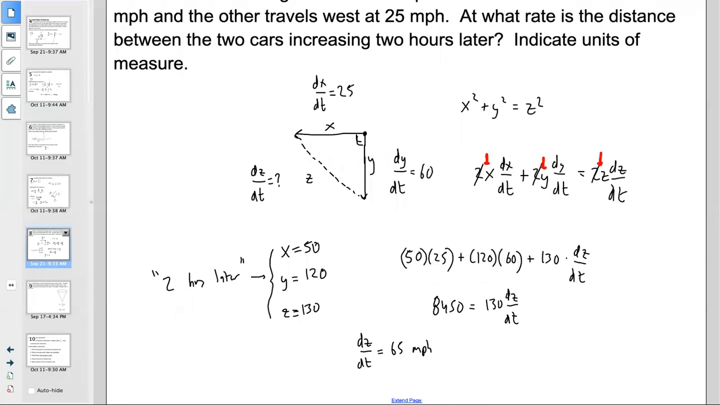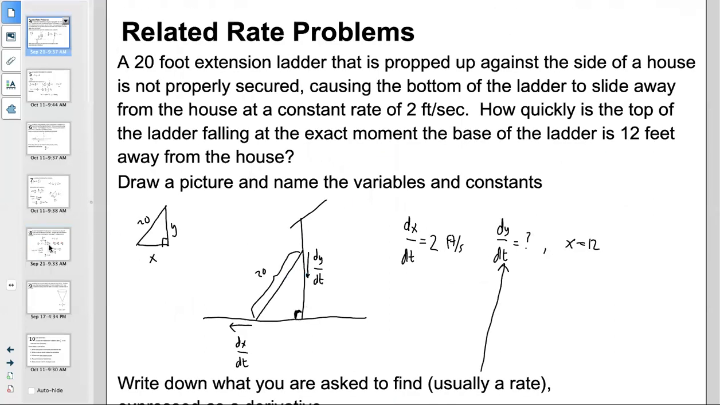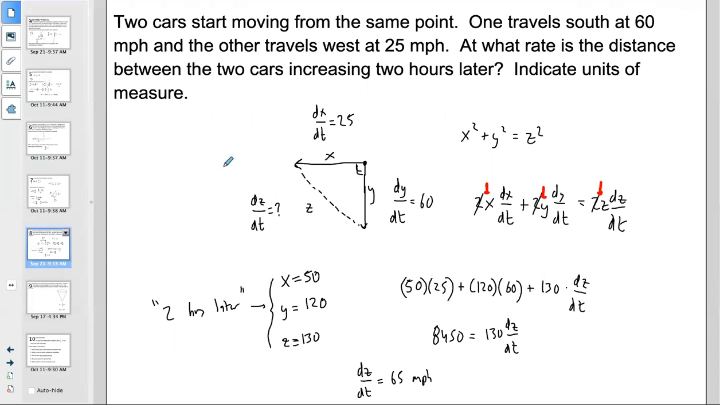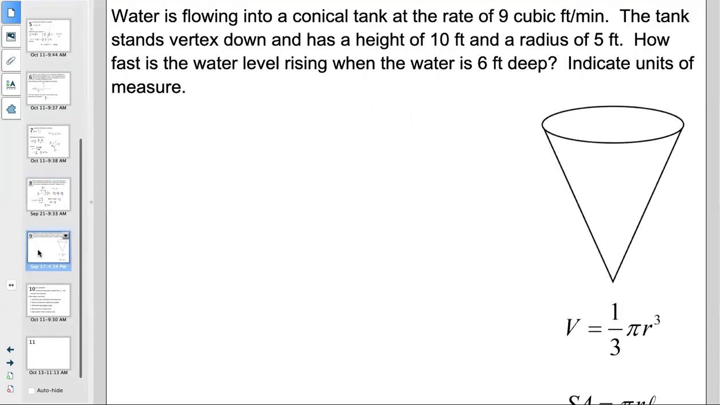Another one. Remember, the ladder problem was a Pythagorean theorem question. This one looked like a Pythagorean theorem question at first because there's a right triangle, but because they give me this angle situation and the d theta dt, I don't really have enough information to calculate this thing. Theta has to be in my equation because that's one of the rates I was given. So I had to use trigonometry here. Here, since all the rates I'm given are x and y rates, I don't have to worry about the angle in between them. So like I said, I'll talk about this cone one in class.